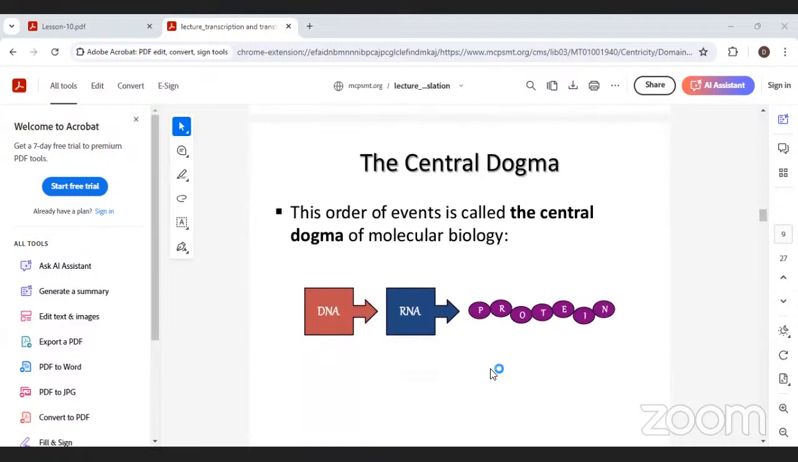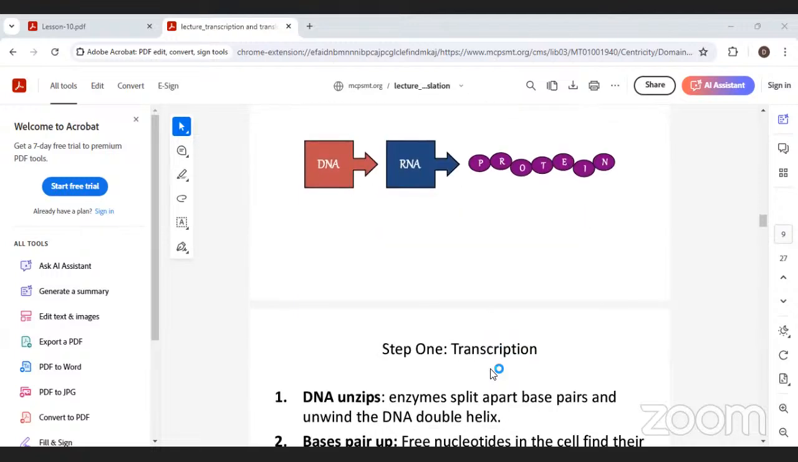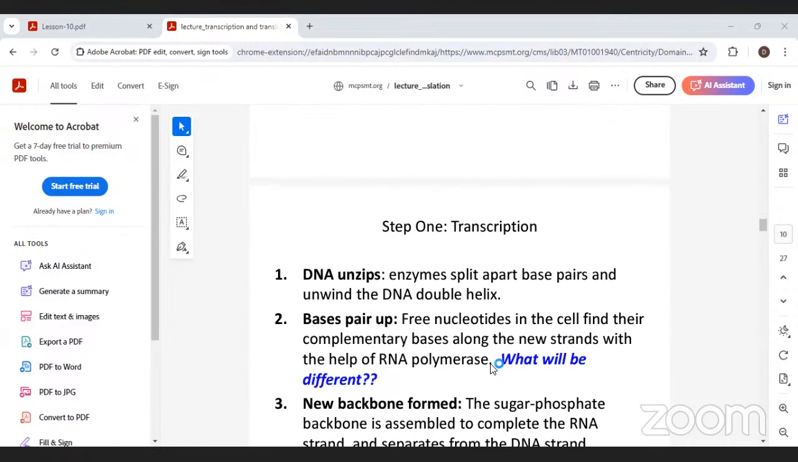This is the central dogma. The flow of information from DNA to RNA and to protein is called the central dogma theory. This is the order, called the central dogma of molecular biology. DNA to RNA, the DNA copy combines with the mRNA copy, and together they form the proteins.